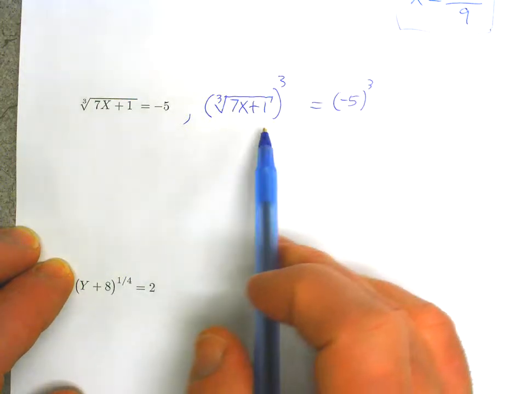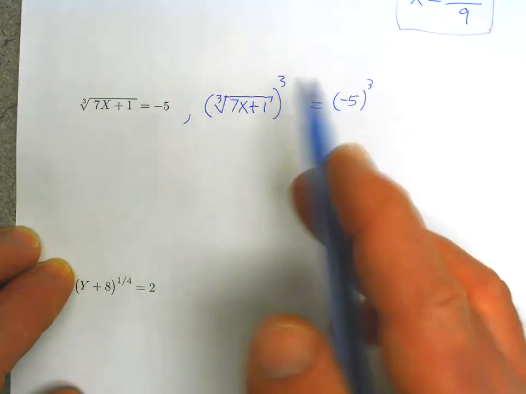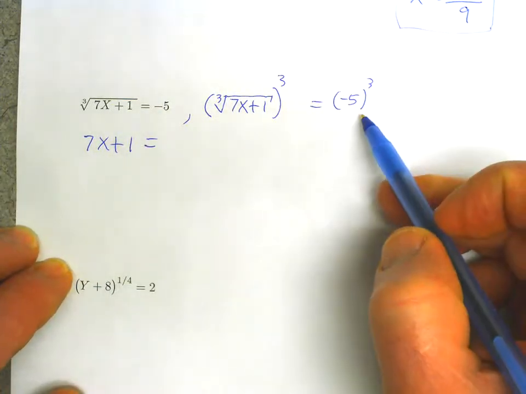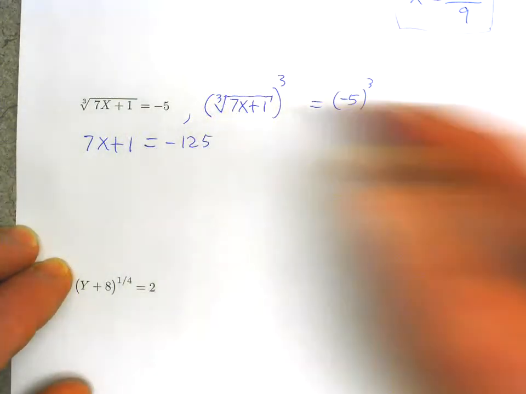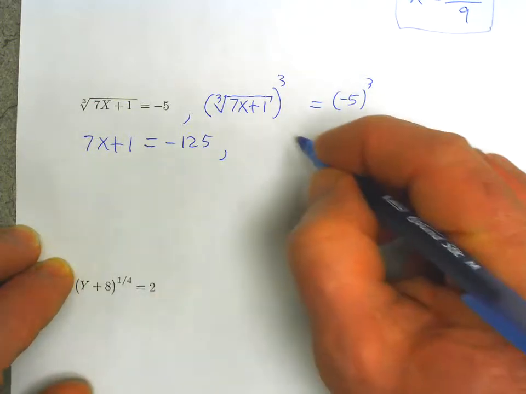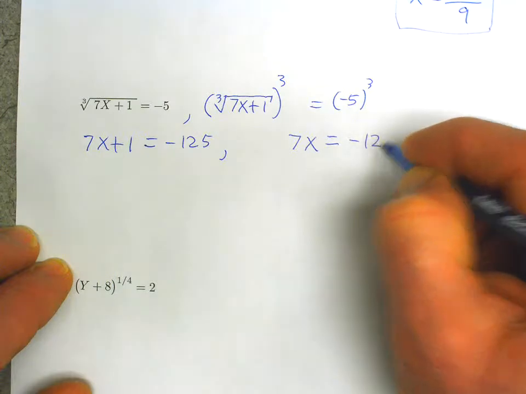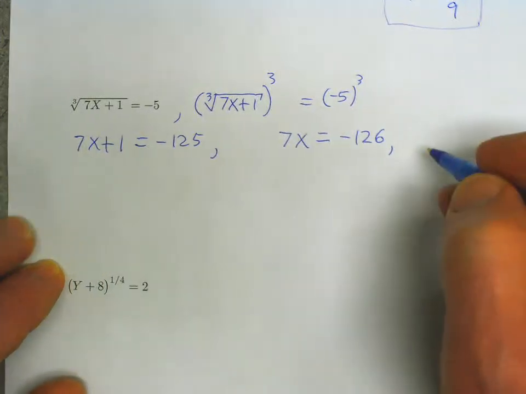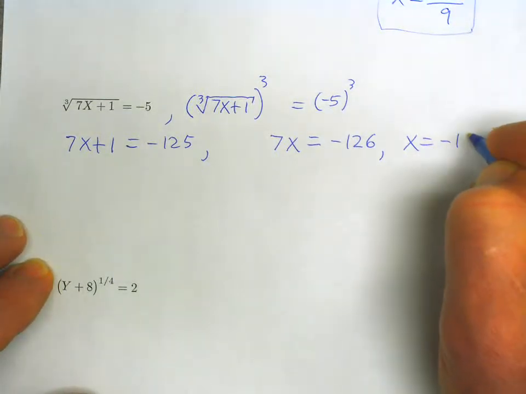And when we raise the cubed root of 7x plus 1 to the third, we just get 7x plus 1. And the number negative 5 to the third is negative 125. And then we solve for x, subtract 1 from both sides. 7x equals negative 126. And then divide both sides by 7. Negative 126 divided by 7 is negative 18.